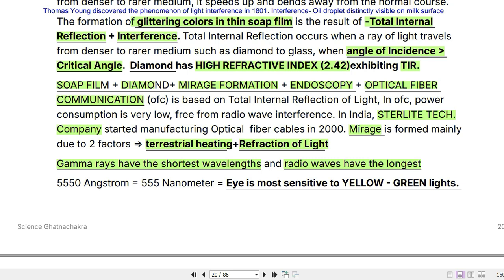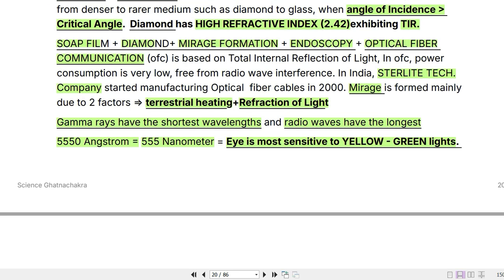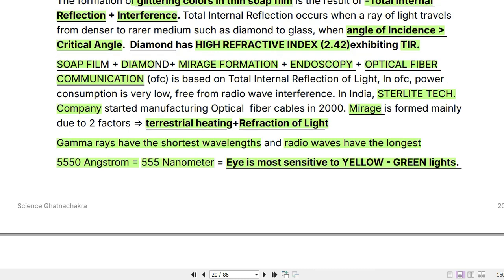5550 angstrom, or we can say that is equal to 555 nanometer. Eye is most sensitive to yellow and green lights. I think these two colors fall within this range, green and yellow, or you can say yellow and green.